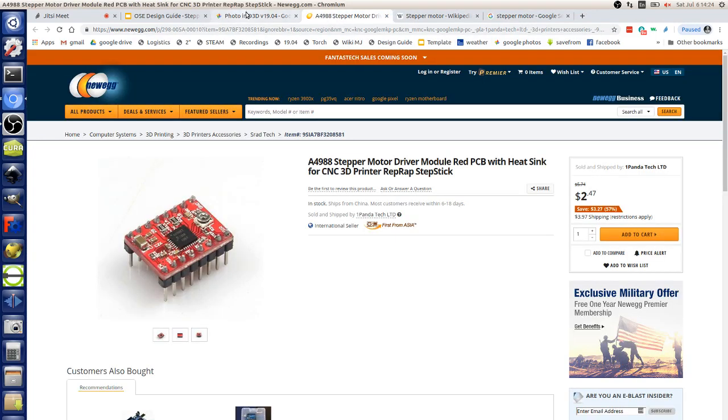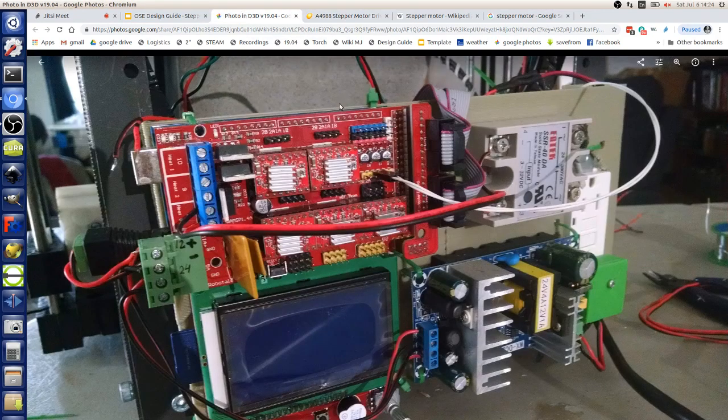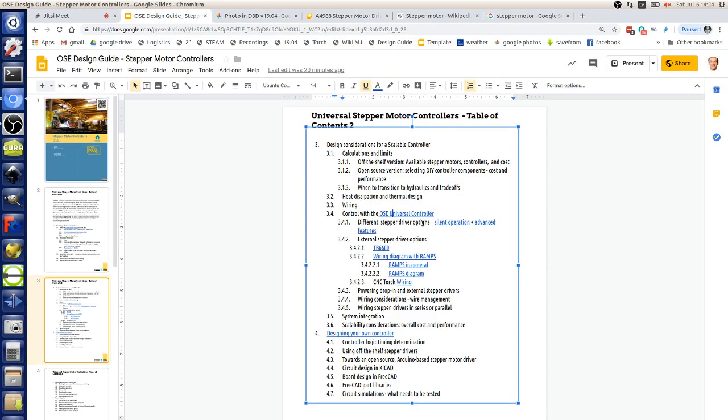But these are quite accessible. If it breaks, if it burns out, you can replace it. It's a modular system. But the power of this comes when you plug in external stepper drivers. So let's talk about how that is done.